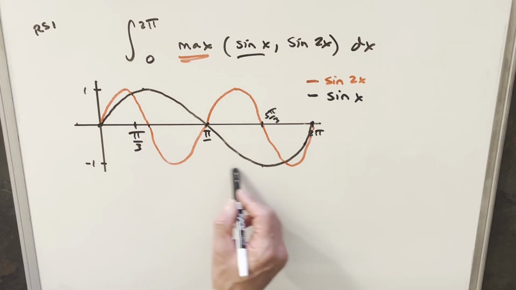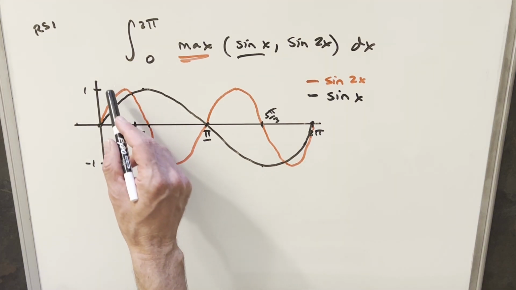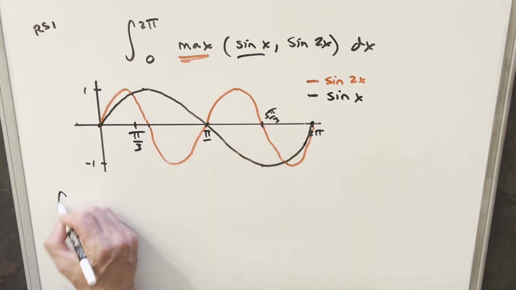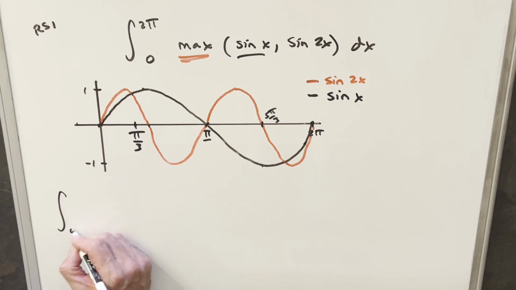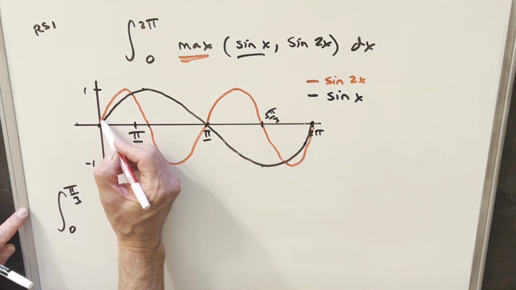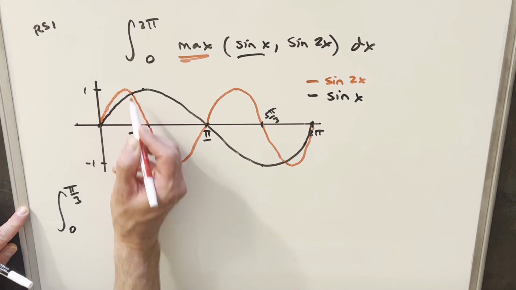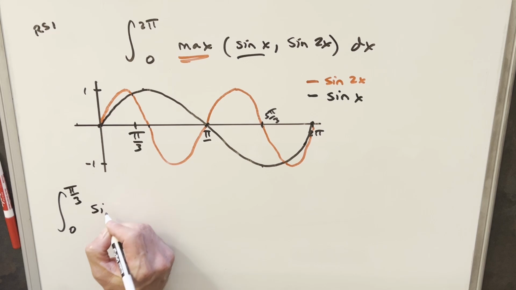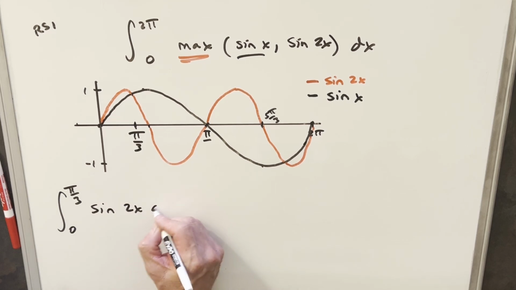What I'm going to do is break this up into a bunch of different regions because we have different max functions depending on the area we're in. To start with, I'm going to start from 0 and go to pi over 3. From 0 to pi over 3, we can clearly see the max is always going to be our sine 2x function. So from 0 to pi over 3, we're just going to integrate sine of 2x.